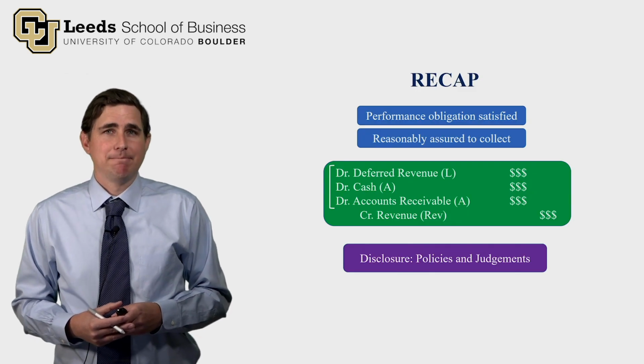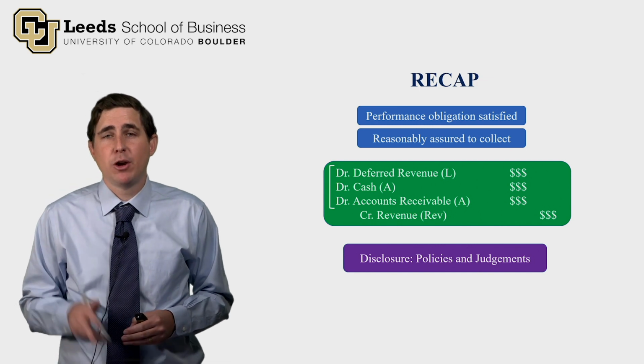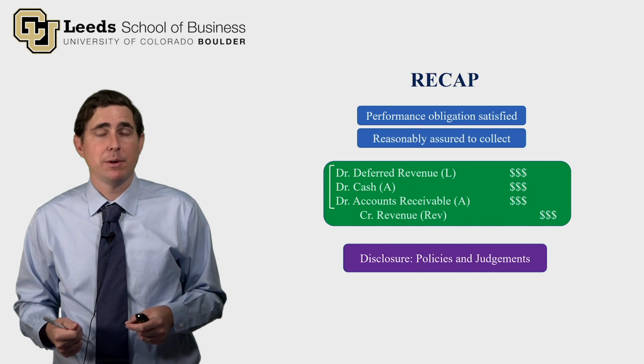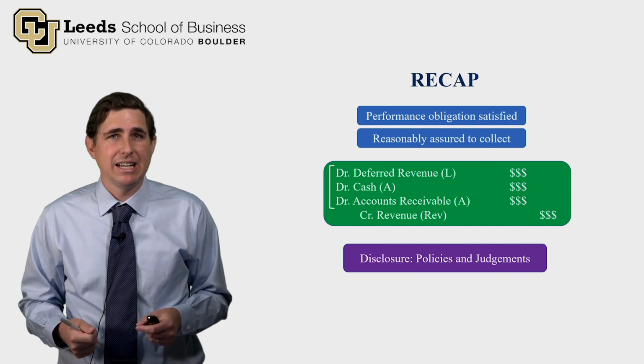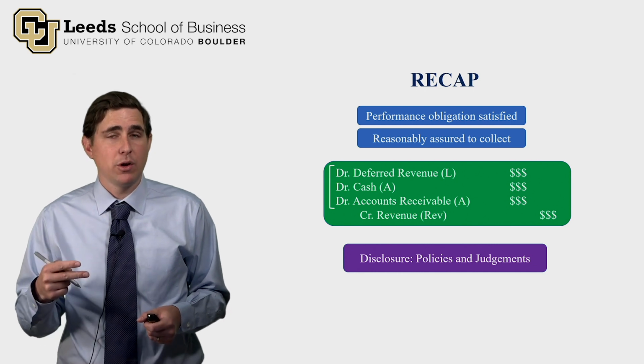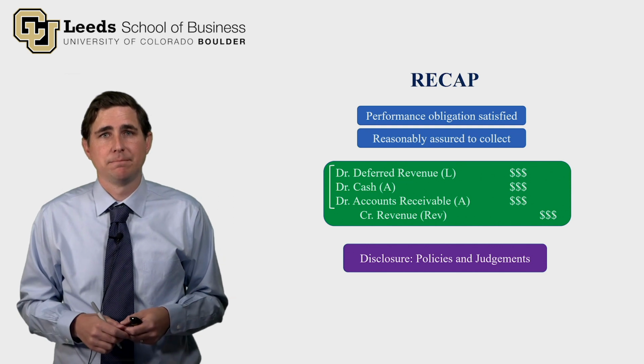So to recap, in this video, we discussed the revenue recognition criteria. There were two criteria. First, a company must satisfy its performance obligation. Second, a company must be reasonably assured to collect payment. Once both of those criteria are met, the company can credit revenue, recognizing revenue.